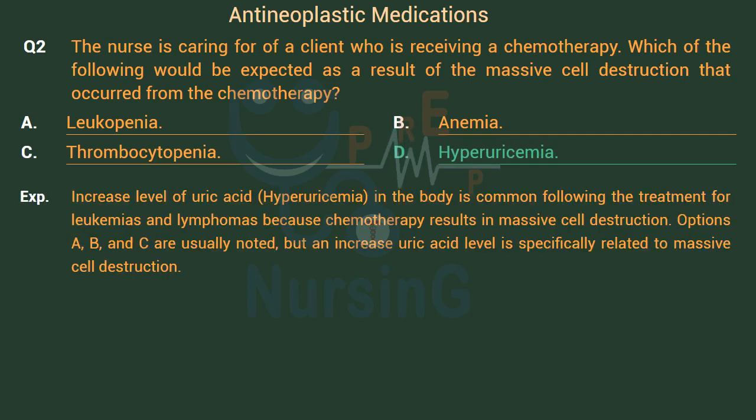Hyperuricemia. Increased level of uric acid, hyperuricemia, in the body is common following the treatment for leukemias and lymphomas because chemotherapy results in massive cell destruction. Options A, B, and C are usually noted, but an increased uric acid level is specifically related to massive cell destruction.